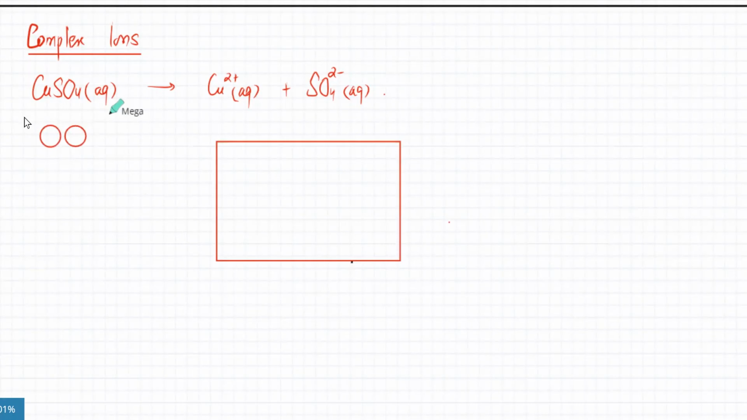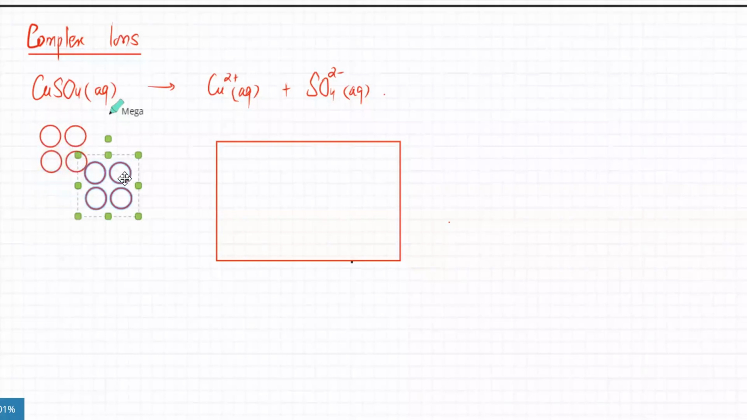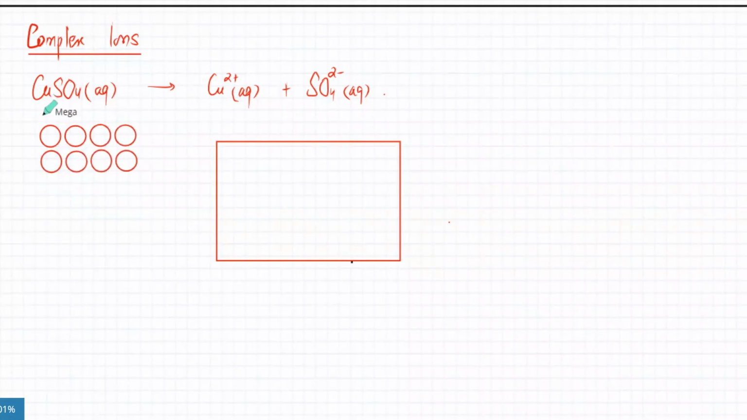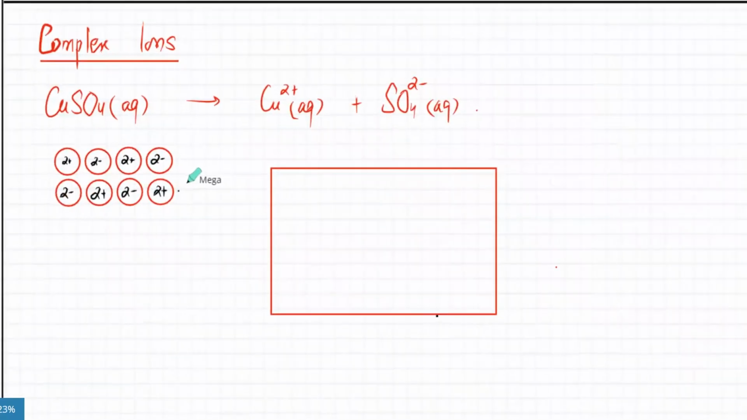So I'll just copy this and draw the ionic lattice. Lots and lots of them were tightly held together in an ionic lattice. They had positive ions and they had negative ions. The sulfate ion is the negative one. So you had copper 2 plus, SO4 2 minus, 2 plus, and SO4 2 minus, and so on. That is what a typical ionic lattice looks like.